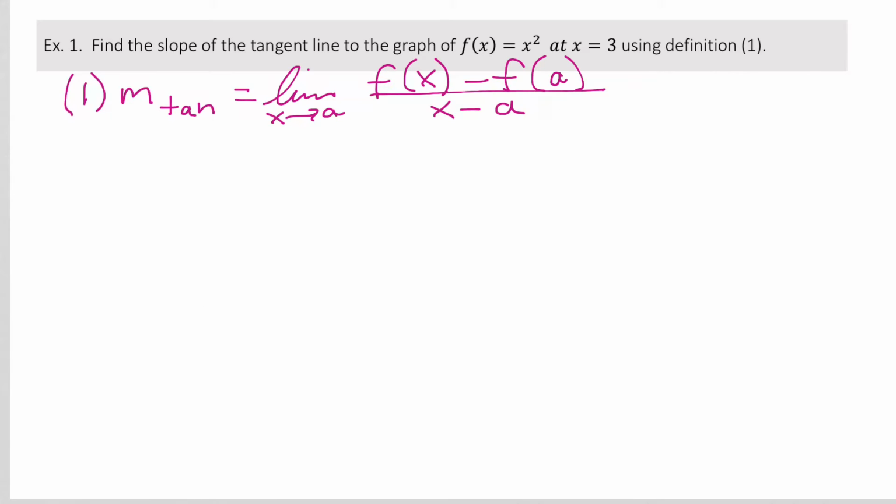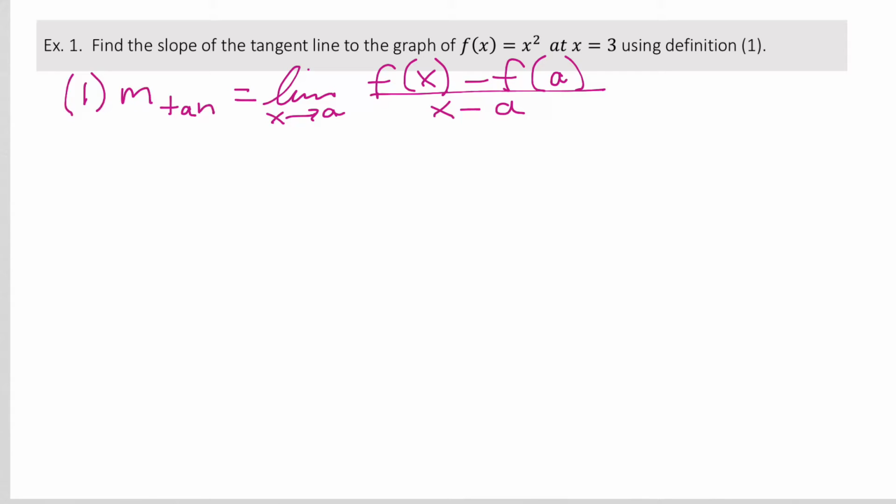Let's do example 1. It says find the slope of the tangent line to the graph of f of x equals x squared at x equals 3 using definition 1. So here's definition 1. The slope of the tangent line is equal to the limit as x approaches a of the difference in the y's over the difference in the x's. So let's go ahead and apply this definition to find the actual number for the slope of the tangent line at x equals 3.